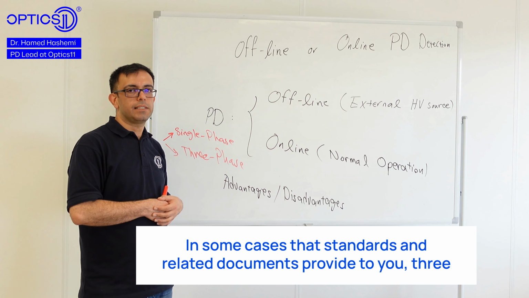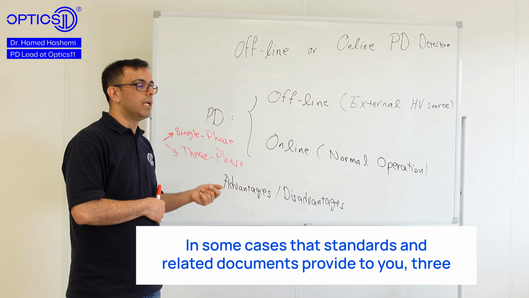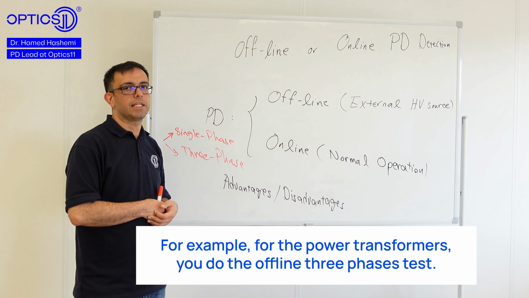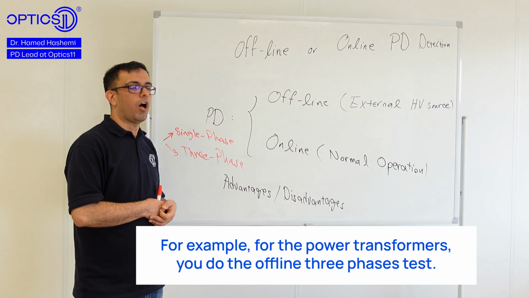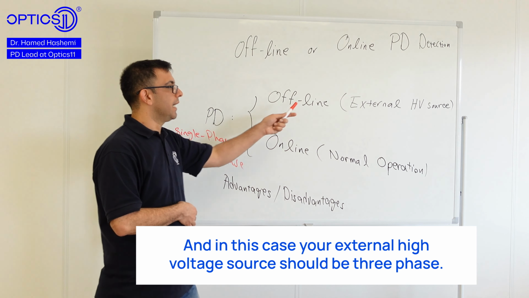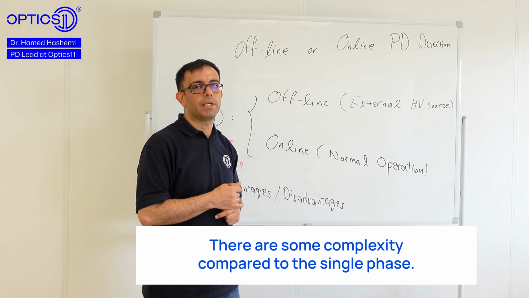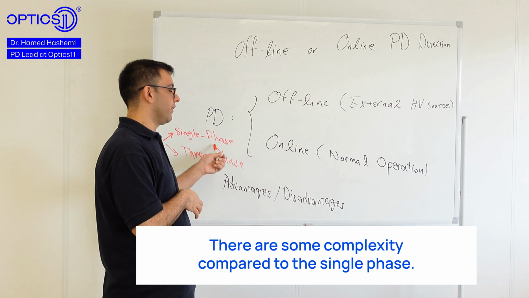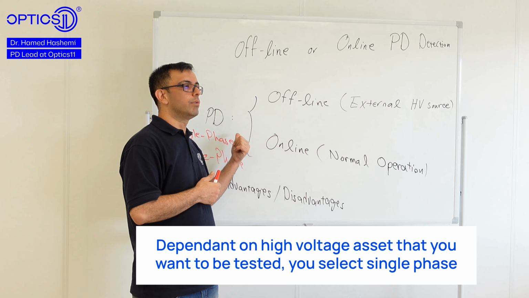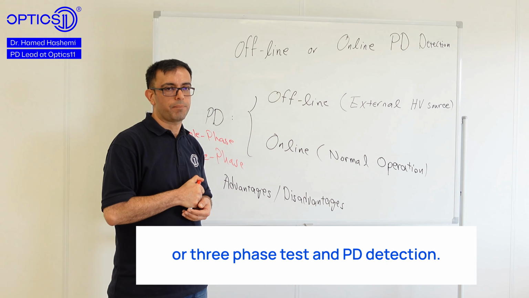In some cases, the standards and related documents require that a three-phase offline test should be done. For example, for power transformers, you do the offline three-phase test. And in this case, your external high voltage source should be three-phase. There is some complexity compared to single-phase. Depending on the high voltage asset that you want to test, you select single-phase or three-phase test and PD detection.